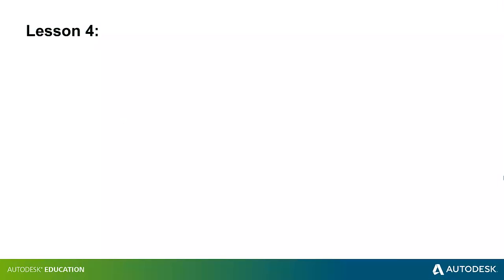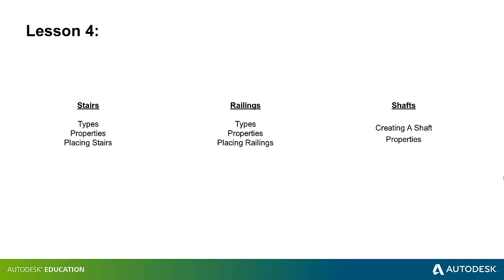Lesson 4. Stairs. Here we will be looking at types, properties and placing stairs. Railings. Here we will be looking at types, properties and placing railings. Shafts. Here we will be looking at creating a shaft and properties.